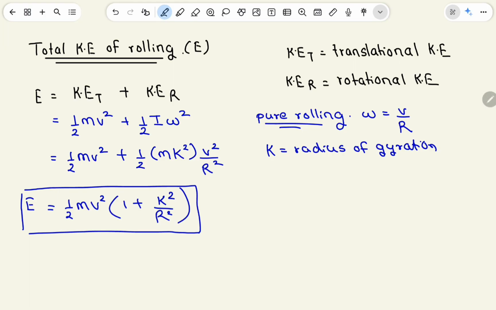Okay, so now only a last topic remains in the series of rotational dynamics, which is nothing but rolling of a rigid body on an inclined plane. So let's quickly finish that topic and put an end to this lecture series.